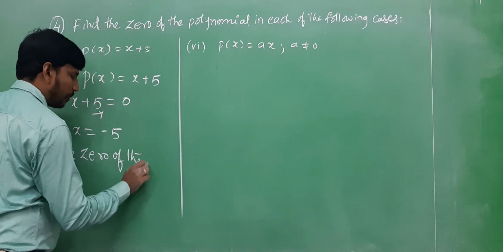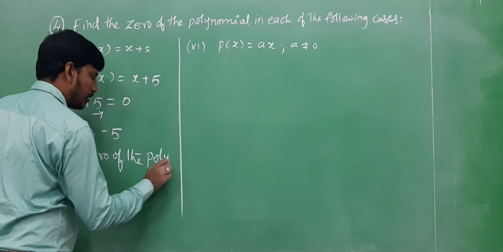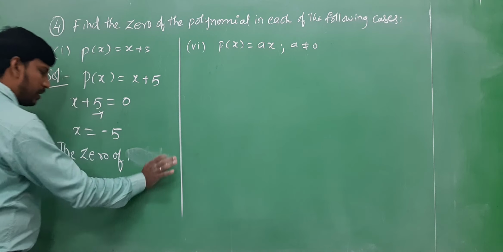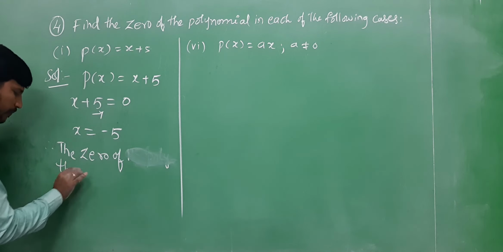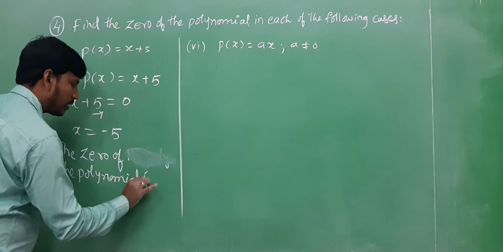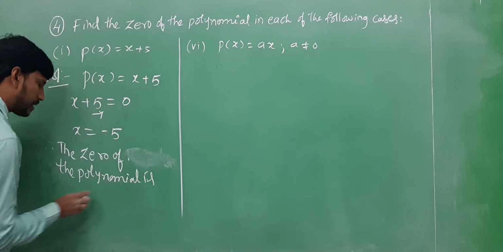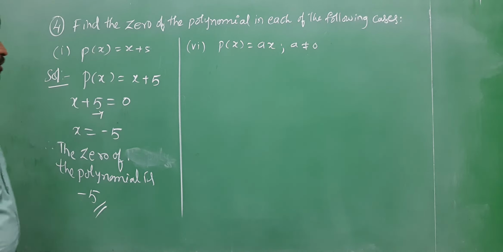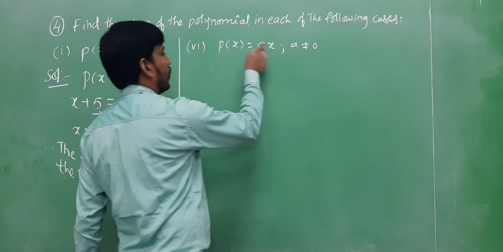Therefore here the 0 of the polynomial is minus 5.